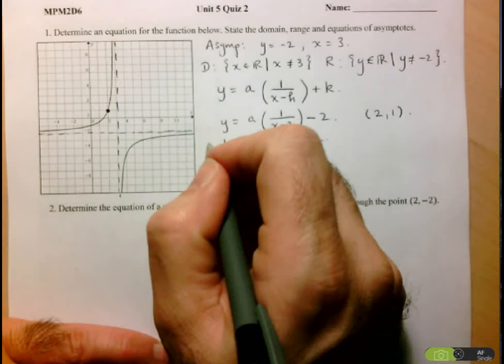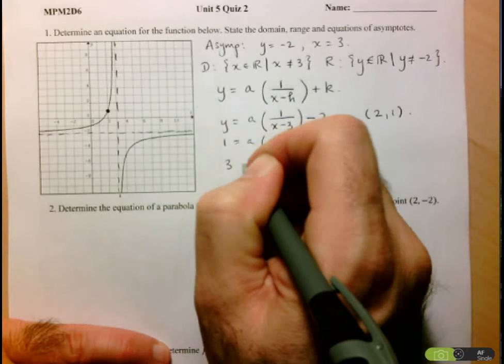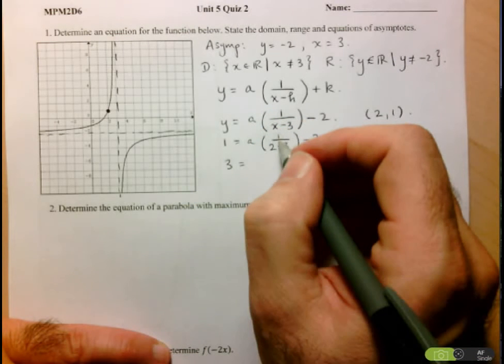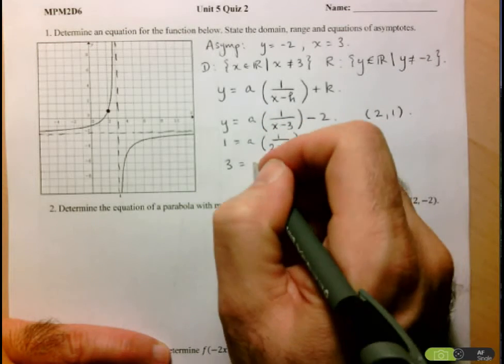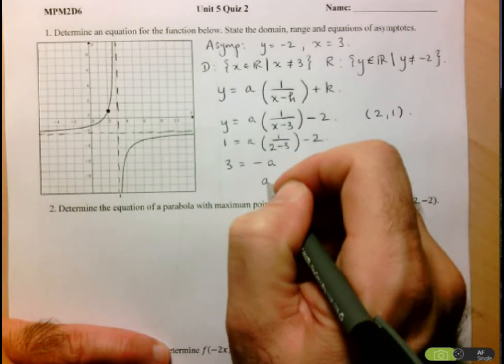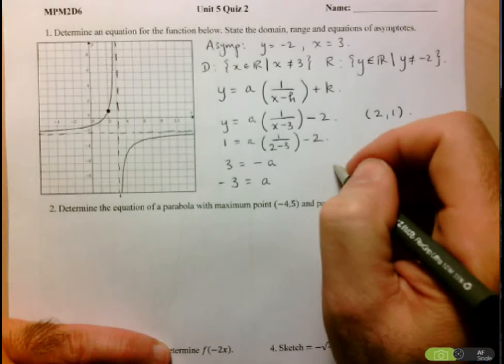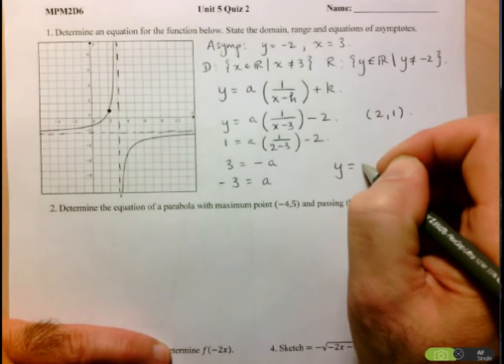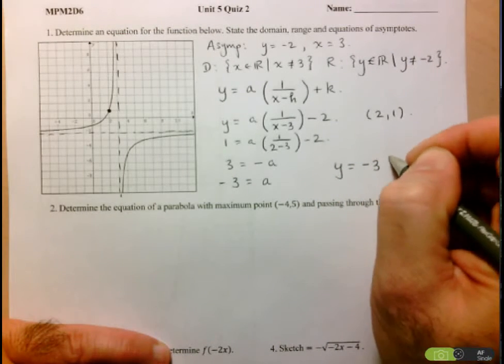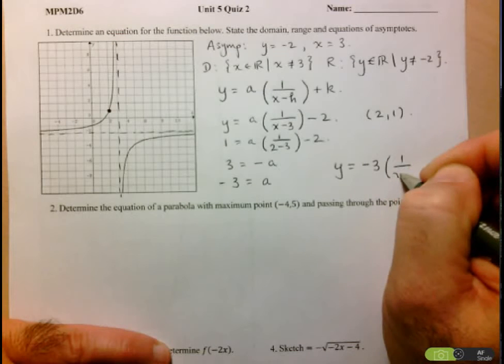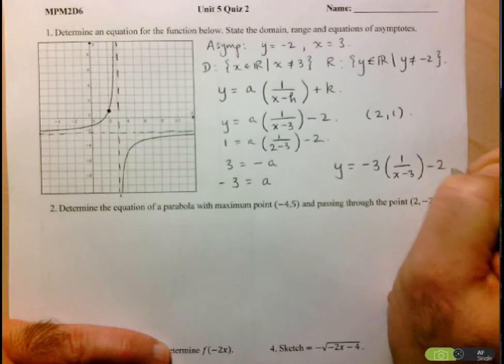Bring the 2 to the other side. 1 plus 2 is 3. This is 1 over -1, so that's just -1, so -a. And so dividing both sides by -1, a is -3. Now I've got my final answer: y equals -3 times 1 over x minus 3, minus 2.